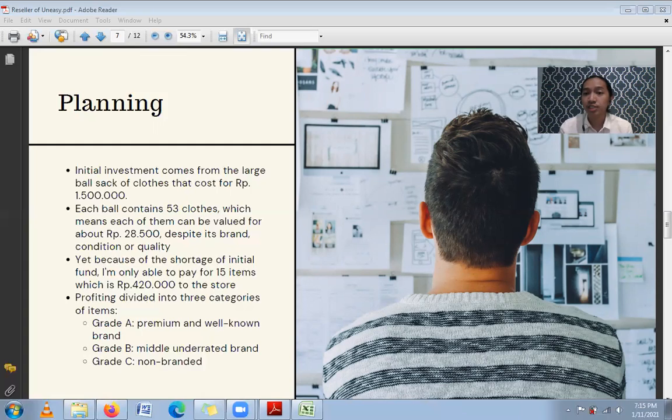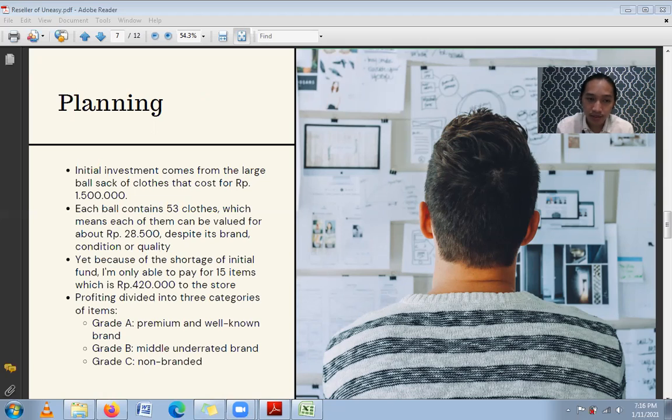So as you can imagine how cheap per item it is, and we don't even know what kind of quality it may show for us. Yet because of the shortage of my initial fund, I was only able to pay for 15 items, which is 420,000 rupees for my initial investment. From that, the founder divided some of his items for me and my friend, who is also working in the same business, which is reselling clothes. And for myself, I only got 50 items as my share.